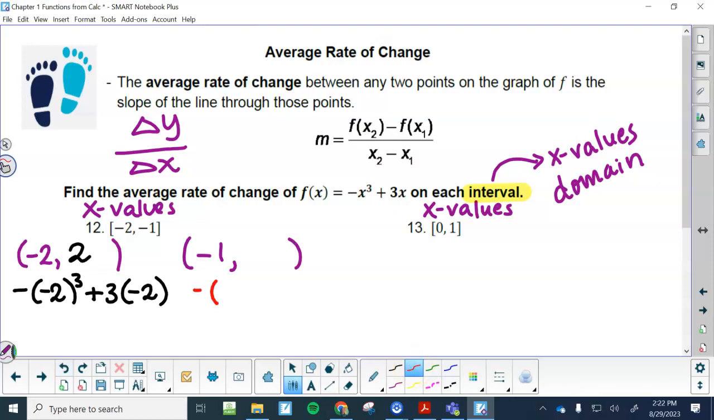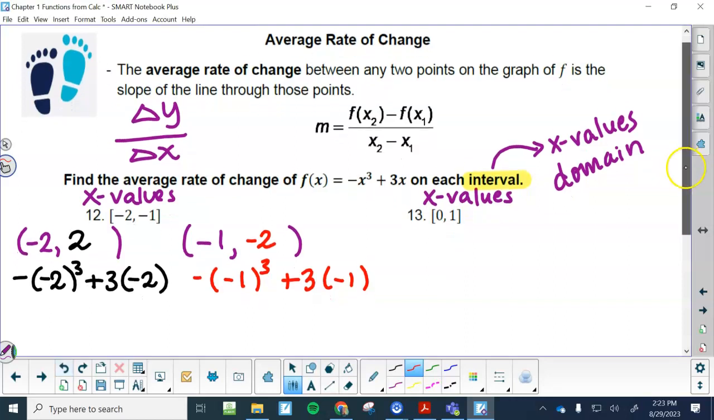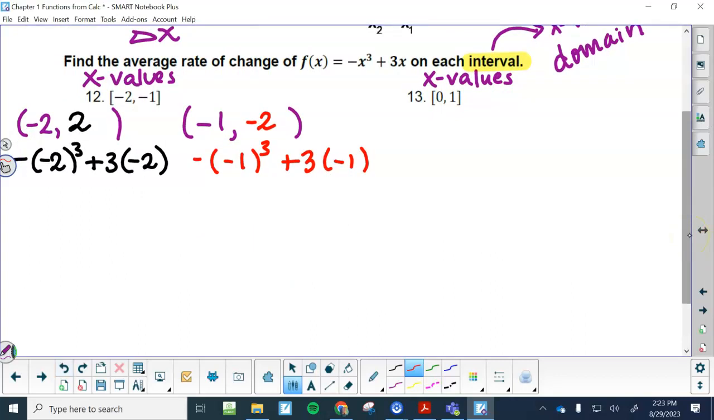All right, let's do it again for the other one. So don't forget your leading negative. So -1 to the third plus 3 times -1. What does this turn into? So that's a -1 with another negative. So this is a +1 and then a -3. What's a +1 and a -3? -2, yes. So let's write -2 here. And let's just find the change in y over change in x.